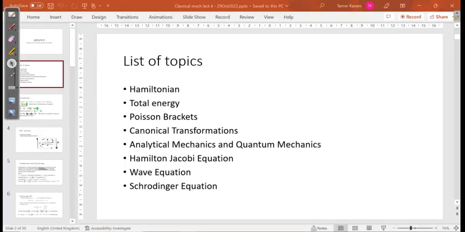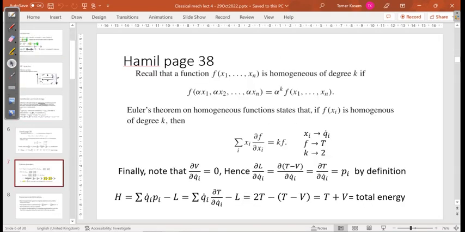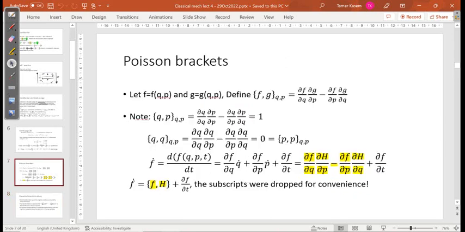Now let us introduce another topic, which is Poisson brackets. Poisson brackets is a very important mathematical topic with a strong impact on analytical or classical mechanics. The Poisson bracket is defined as follows.